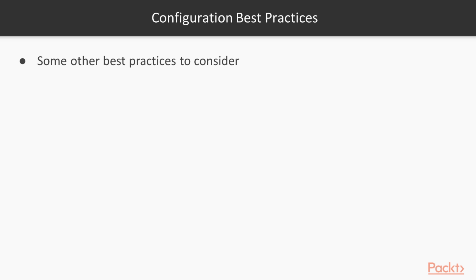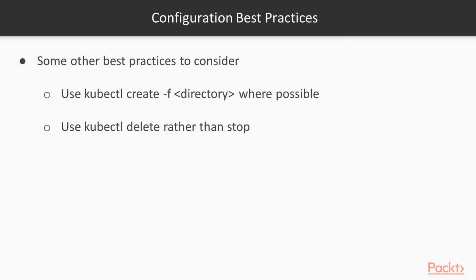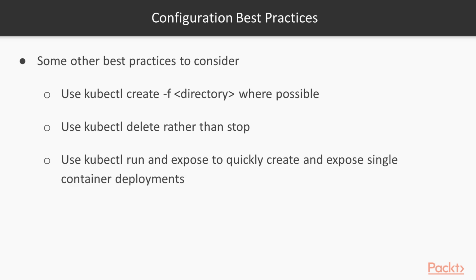Some other best practices to consider also are to use kubectl create -f with a directory. When you create API resources, specify a directory where possible. Don't add parameters to the command itself. This is so we can easily do things like a rollback if needed. And we can use kubectl delete rather than stop, because delete offers a superset of the functionality of stop, which is deprecated. The kubectl run command is used to quickly create and expose a single container deployment.